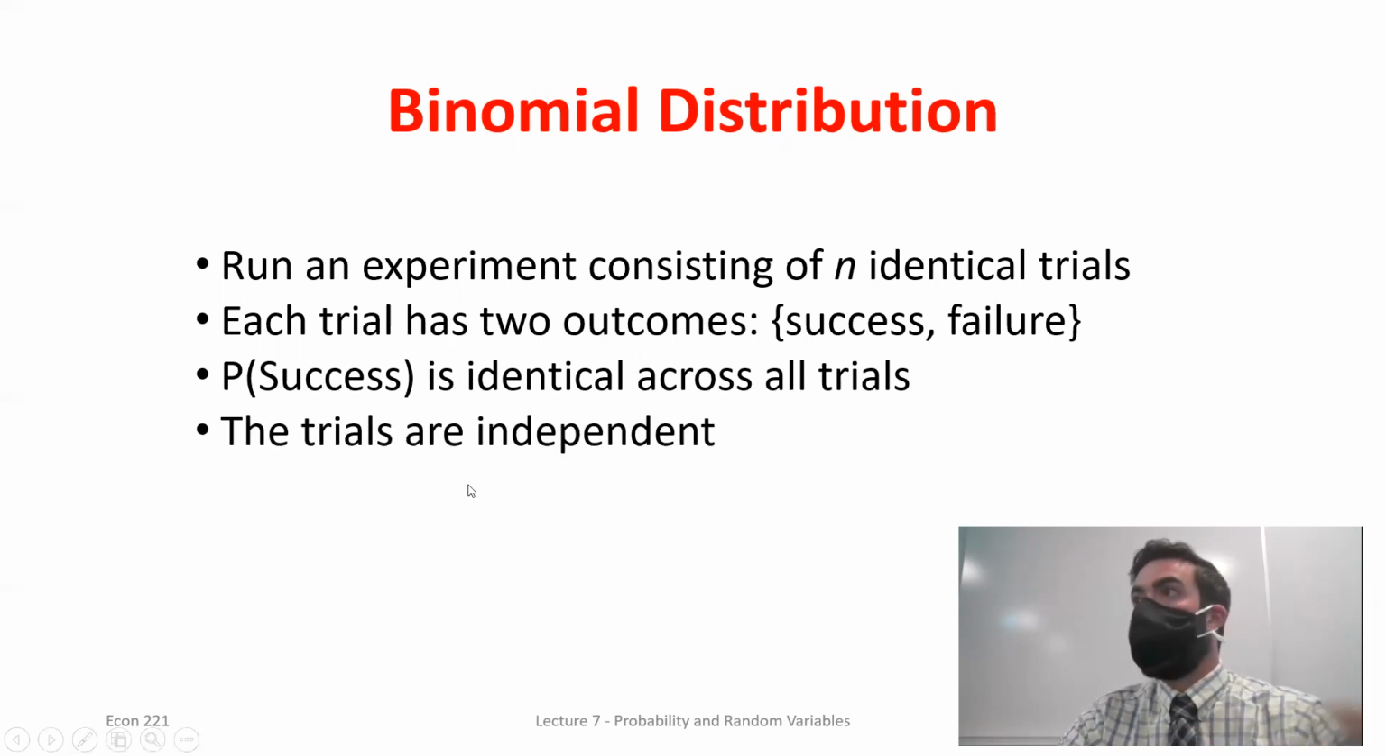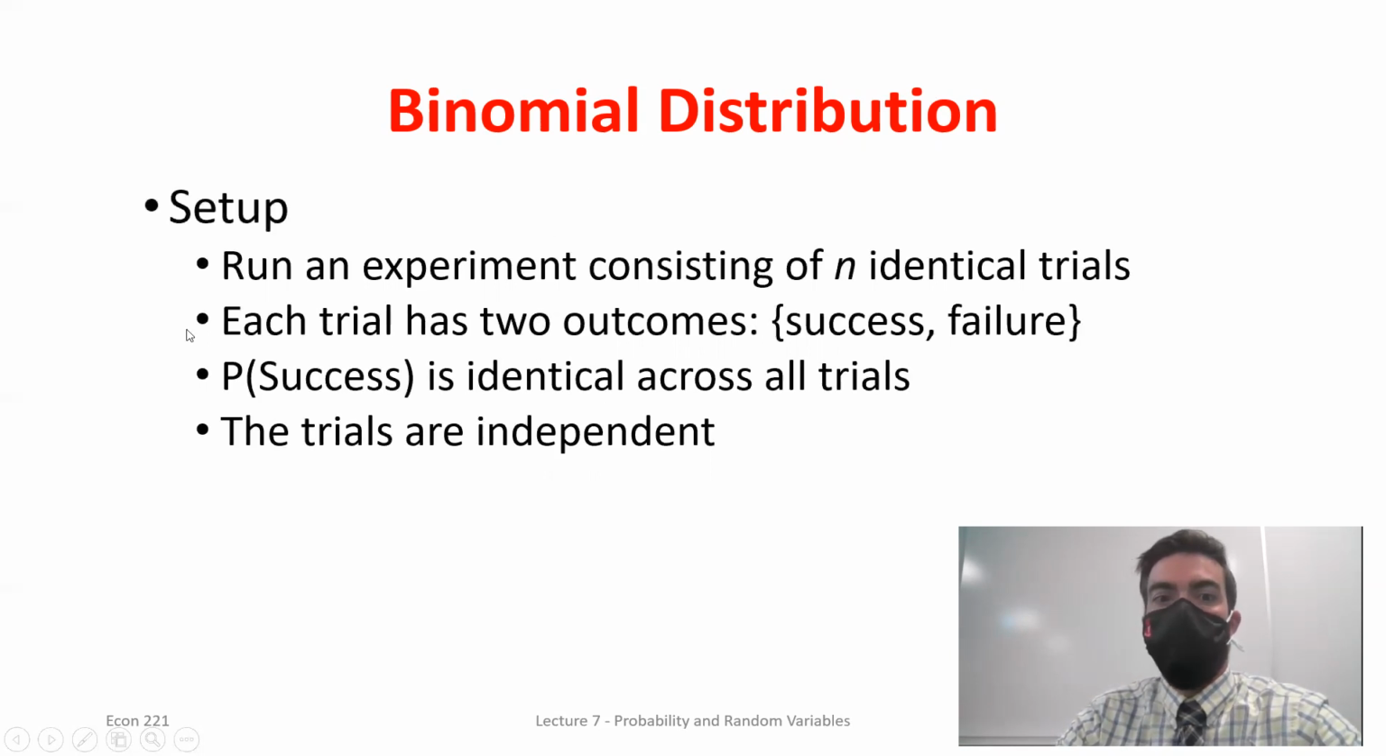And we also need our trials to be independent. So if I flip a coin and get a heads on the first one, that doesn't impact the probability that I'm going to see a heads on the second. Right? As long as we have an example that fits this criteria, we know we can use the binomial distribution.